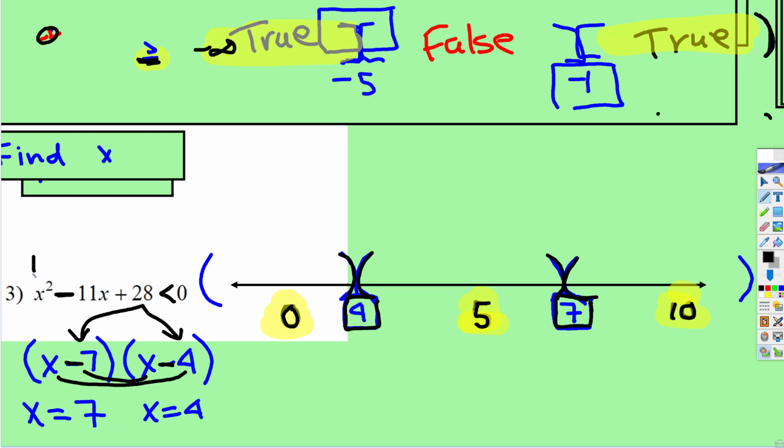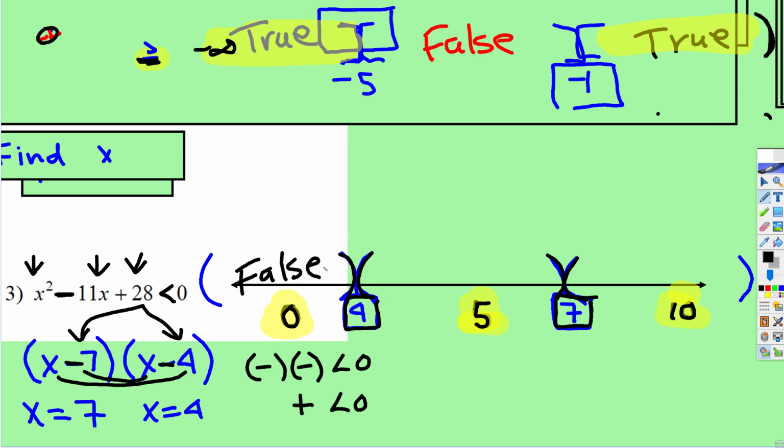Instead of that, you can put the interval values into this equation using your calculator, or you can put it in here. So I'm going to do this again. If I put 0, 0 subtract 7 is a negative number, 0 subtract 4 is a negative, and negative times negative is positive. Is a positive number less than 0? False. Then I'm going to put 5 in there. 5 subtract 7 is negative. 5 subtract 4 is positive. A negative times a positive is negative. Is a negative number less than 0?